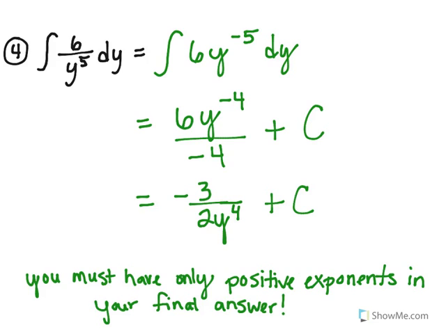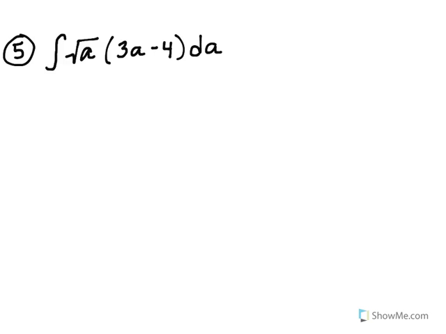Okay. We have 2 examples left to do, both of which require some form of rewriting before I use my antiderivative rules. Problem number 5. Find the antiderivative of the square root of a times 3a minus 4, with respect to a being the variable. There was no rule for a square root, so the first thing I'm going to do when I rewrite this is say, alright, the square root means a to the 1/2. And then I have 3a minus 4 dA.